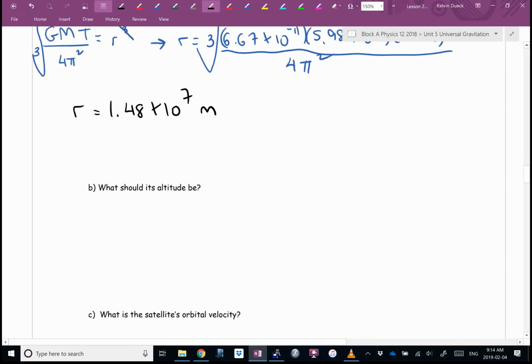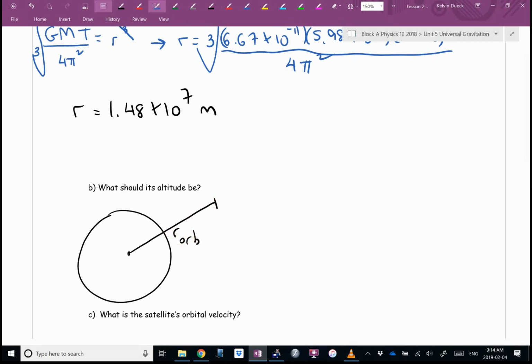Victor, what's B you want me to find? Isn't that what we just found? In fact, here's what we found. This is orbital radius. And what we would like to find is that distance right there.